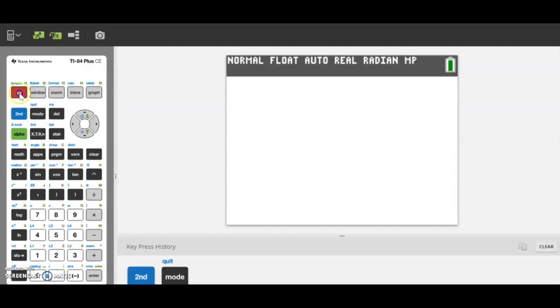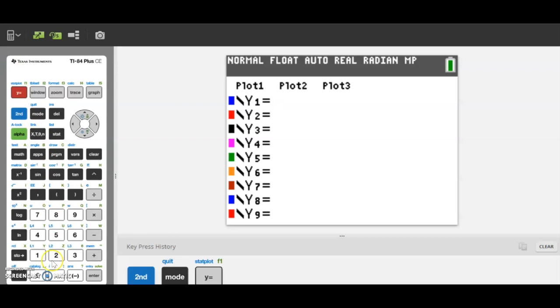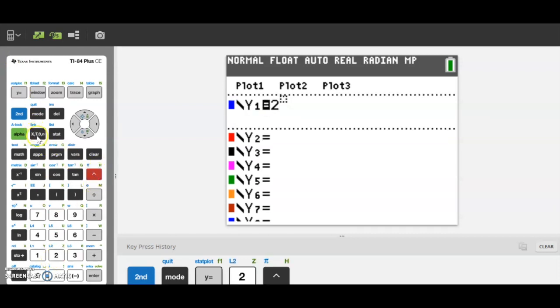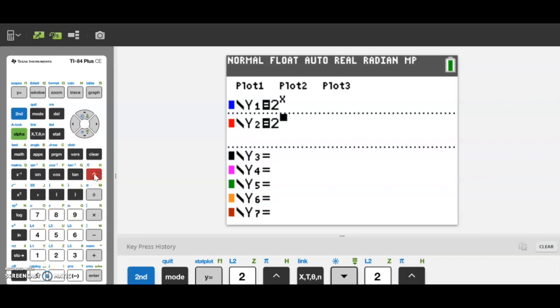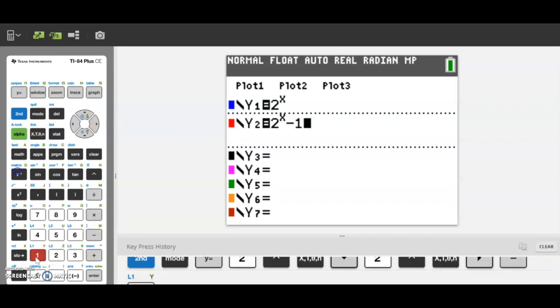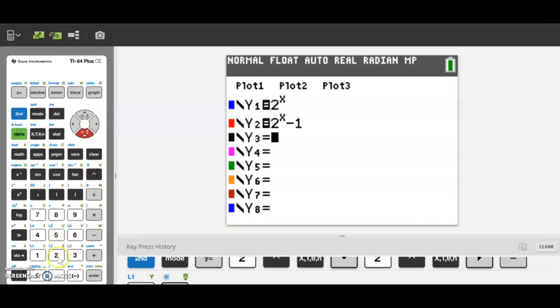Our first step is to go to y equals, and we want to type in the three different equations. For the first one, for y sub 1, we're typing in 2 to the x. So you're noticing I'm using the caret key, and then I'm using x as my variable. For the next one, it's 2 to the x. We want to make sure we arrow over and put -1. And then for y sub 3, we're making this 2.